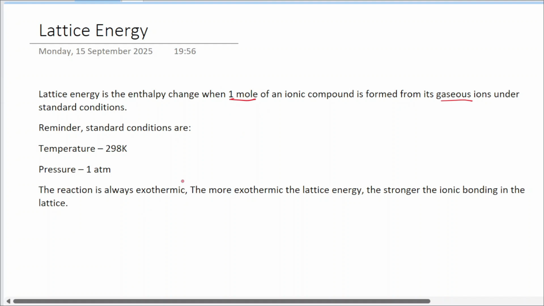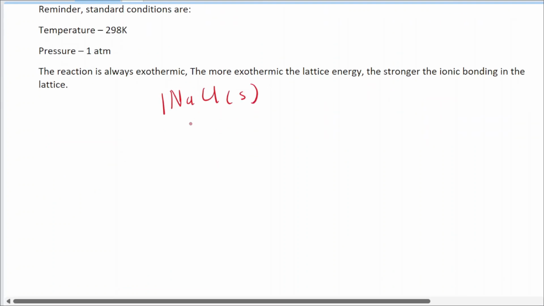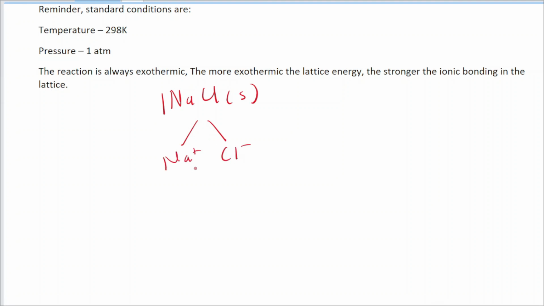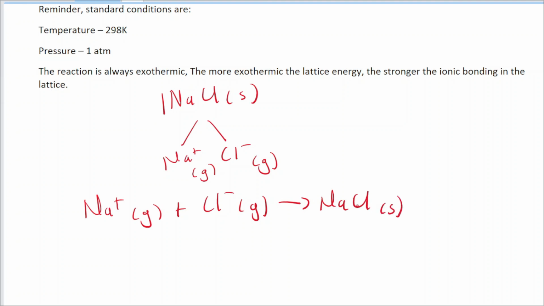So if you want 1 mole of an ionic compound, let's say NaCl, the ionic compound, right? Now, only 1 mole of an ionic compound has to be produced from its gaseous ions. Now, NaCl consists of 2 ions, right? It has Na+ and Cl-. So it's formed from Na+ and Cl-, and both of them have to be gaseous. And this reaction takes place in standard conditions. So we can formally write this as: Na+ in gaseous form plus Cl- in gaseous form gives you NaCl, which will be a solid. Right? And this will be called enthalpy change, and then you abbreviate this as lattice energy, right?